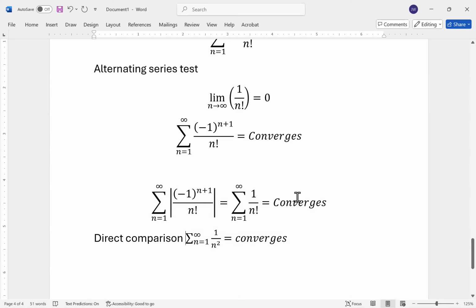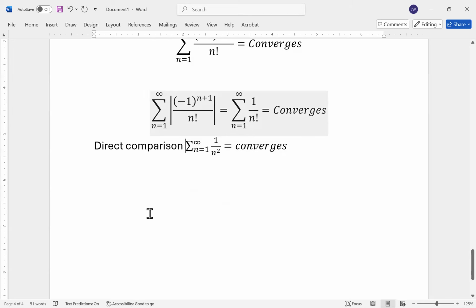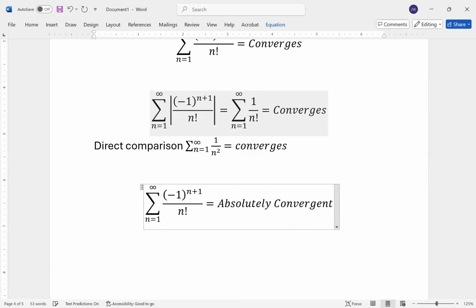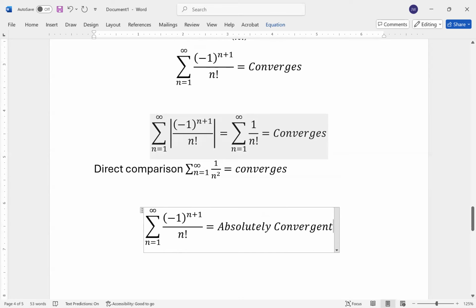That all being said, now we see that the infinite series converges, and also when I take absolute value of the terms, that infinite series is also converging. So the infinite series, we say, is absolutely convergent. Or, in other words, it converges absolutely. So we've done a lot of work.